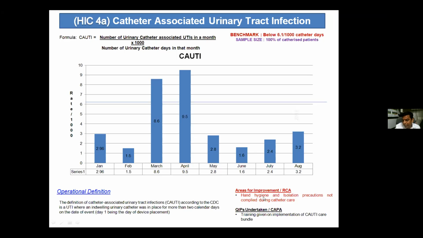We'll see it can be because of hand hygiene non-compliance or partial compliance to isolation precautions, and then immediate CAPA measures are to be taken. That is, training should be given on the implementation of CAUTI care bundles. So this is how we should monitor the indicators, the device-related infections: set up a definition, set up a formula, set up a benchmark, observe 100% of the sample size, and see the root cause analysis and implement the appropriate CAPA measures.